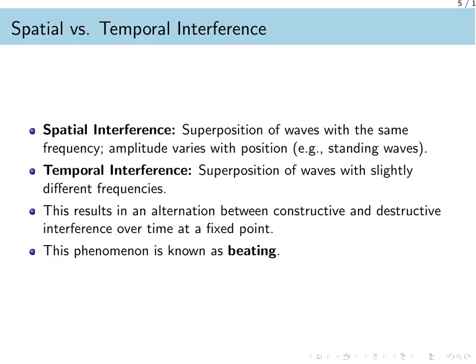It is important to distinguish between two types of interference. Spatial interference occurs when waves of the same frequency overlap, creating a pattern where the amplitude varies based on position in space, such as the standing waves we see in a pipe. Temporal interference, however, involves the superposition of two waves with slightly different frequencies. Instead of a pattern fixed in space, this creates an alternation between constructive and destructive interference over time at a single fixed point. This time-dependent phenomenon is what we call beating.